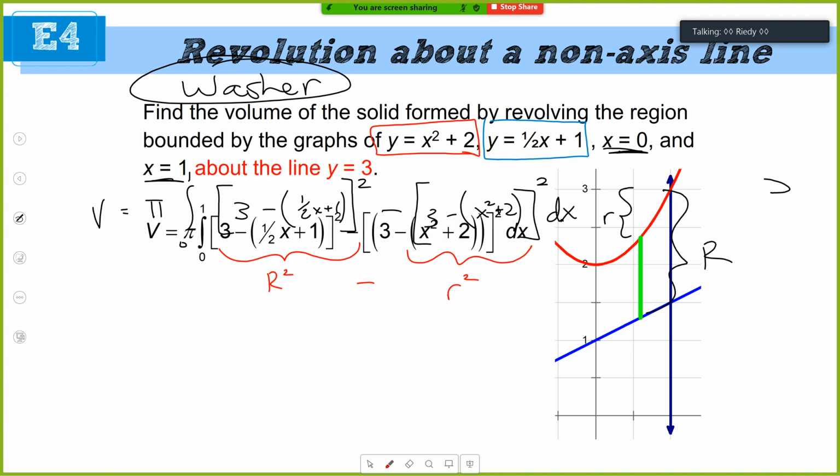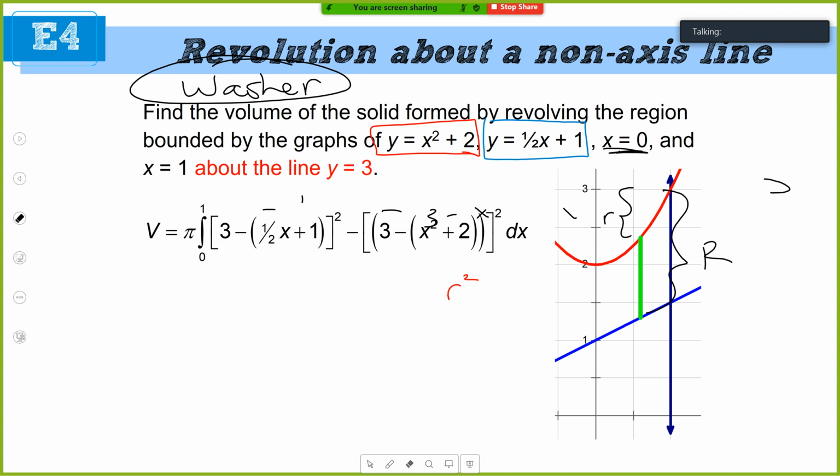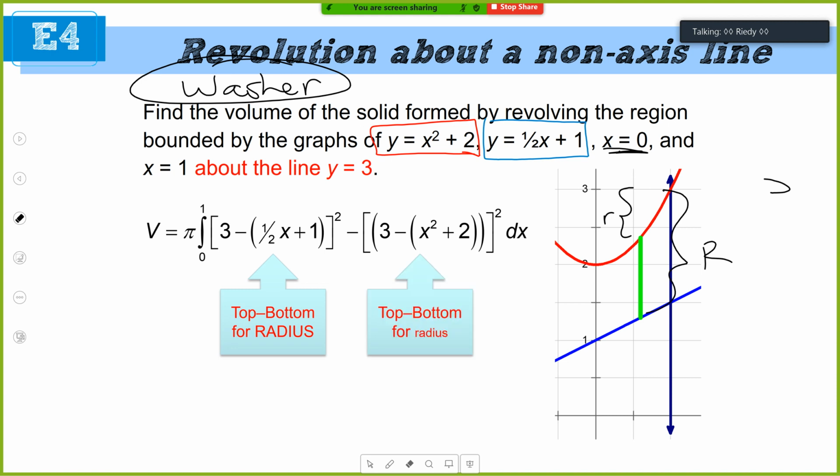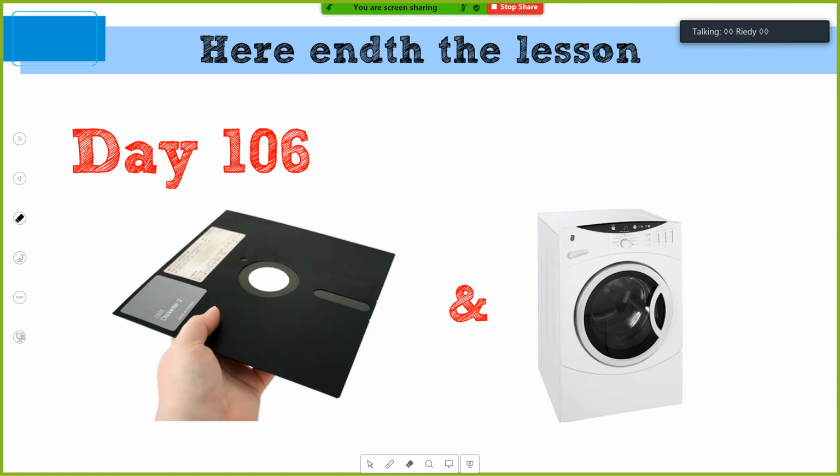Wow, that's a mess. Hold on. Get rid of all this. There it is. Okay. There we go, that's better. Okay, top minus bottom for radius, top minus bottom for little radius, and we are done.